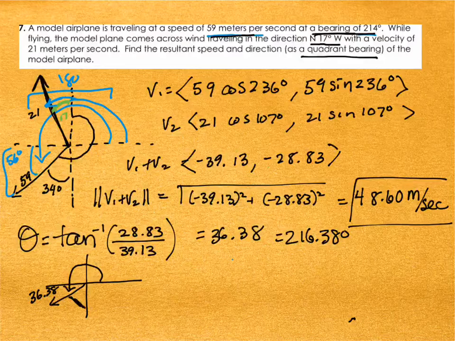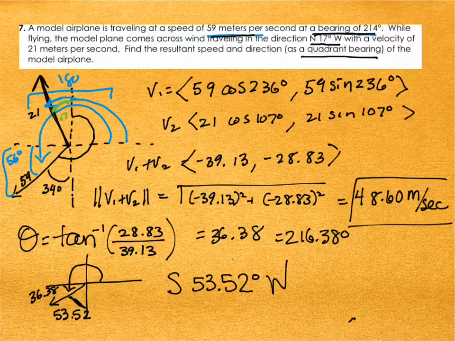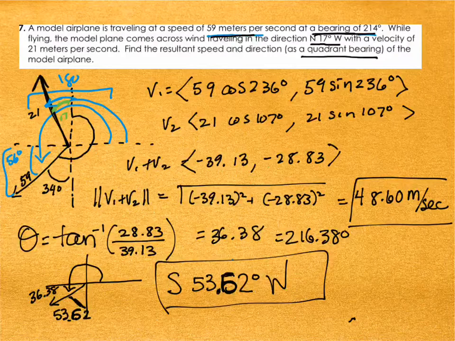I need this angle, but I know it's 90 minus that, right? So 90 minus 36.38 is 53.62. There's my number. So it is south 53.62 degrees west. I couldn't read my calculator. So there's the direction as a quadrant bearing. So that was number 7.